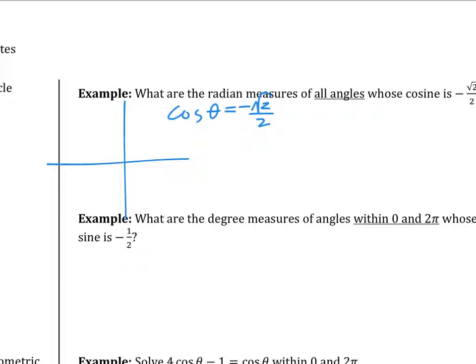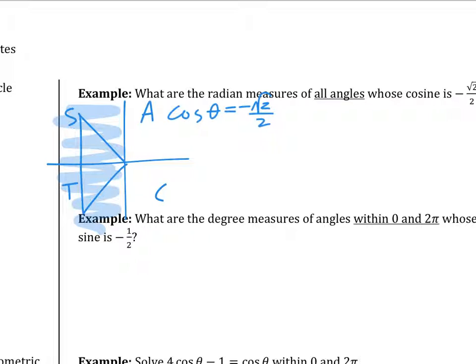Let's all students take calculus. Which two quadrants will make cosine negative? 2 and 3, correct. So the angles are here. Now, you're not going to use your calculator. You're going to think.